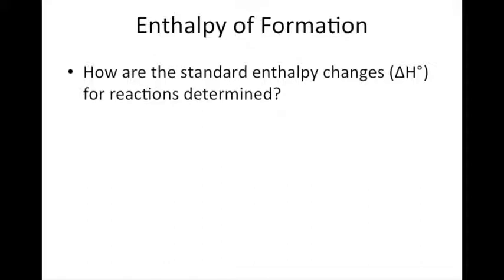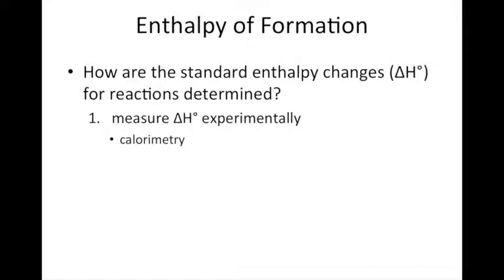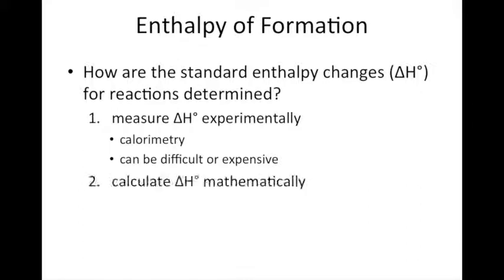Well, there's two general ways that we can determine how much heat is given off or absorbed from a chemical reaction. The first way is to perform that experiment, perform that reaction and measure the delta H value experimentally. This requires generally some type of calorimetry experiment. However, this is not always applicable. Sometimes it can be very difficult or expensive to carry out a reaction and measure its enthalpy change. So it's also possible to calculate the standard enthalpy change mathematically without having to do an experiment.